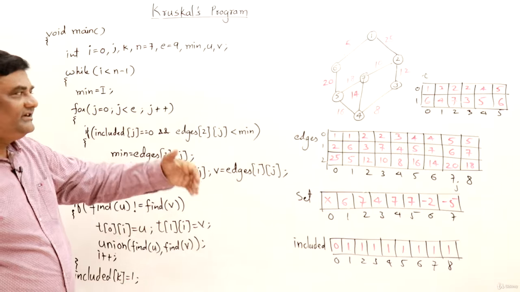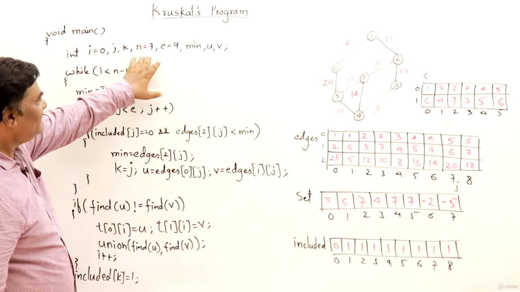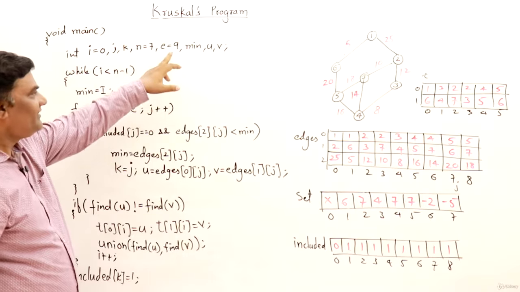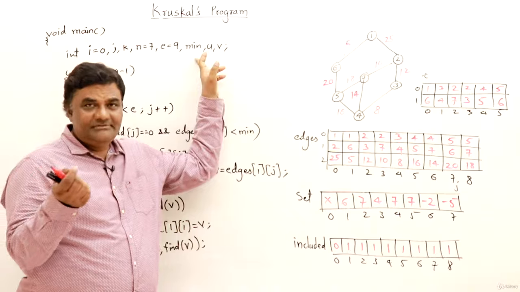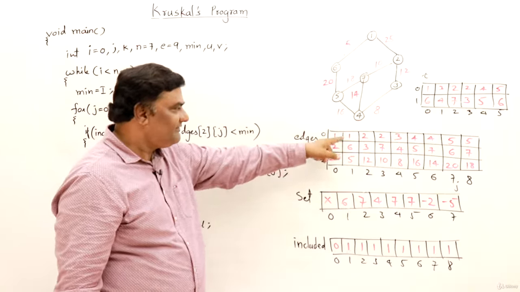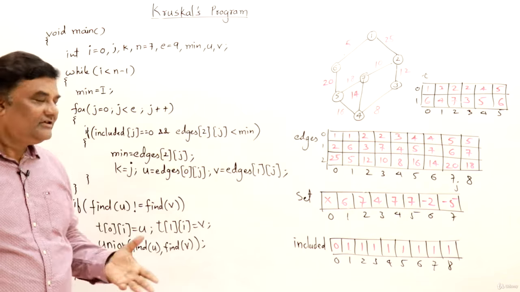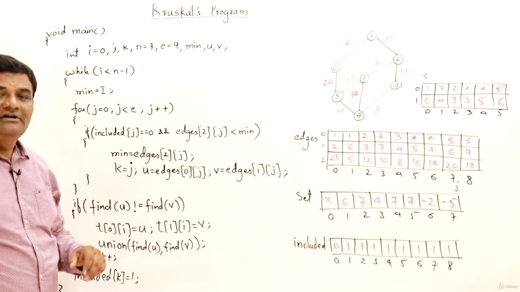And as we are including the edge, I will be increasing. Then j, k. n is the number of vertices, e is the number of edges. For finding a minimum we need some variables, u and v, for any edge, whichever edge, like 1, 6. So 1 is u and 6 is v.